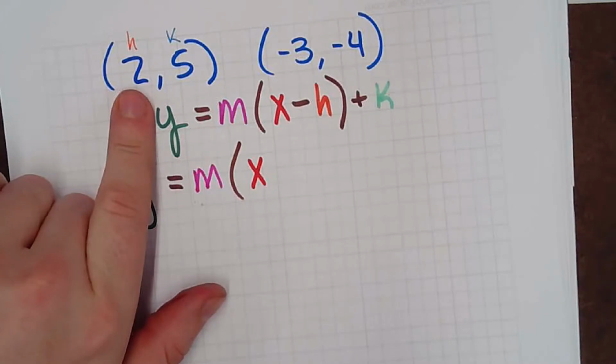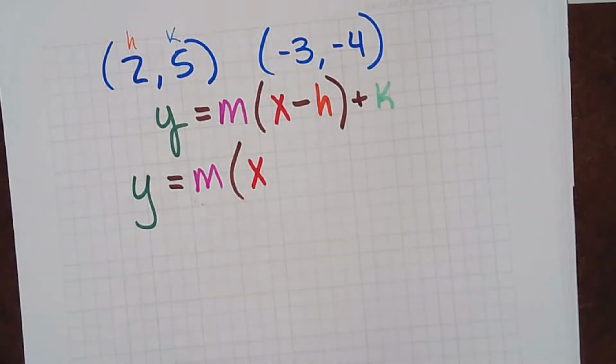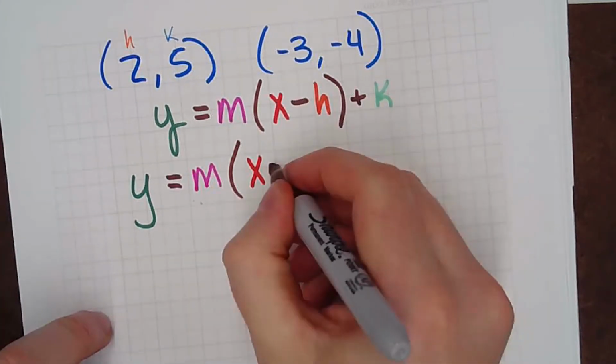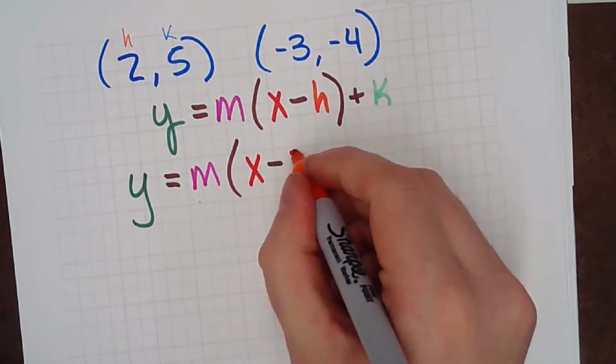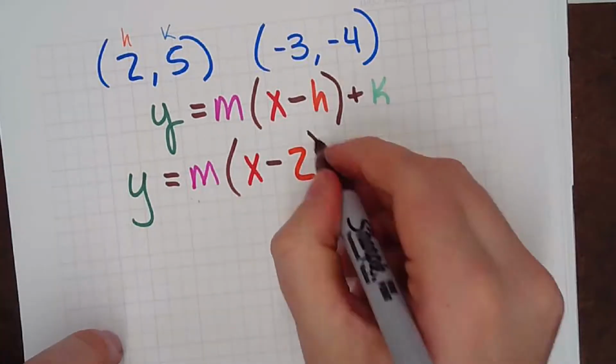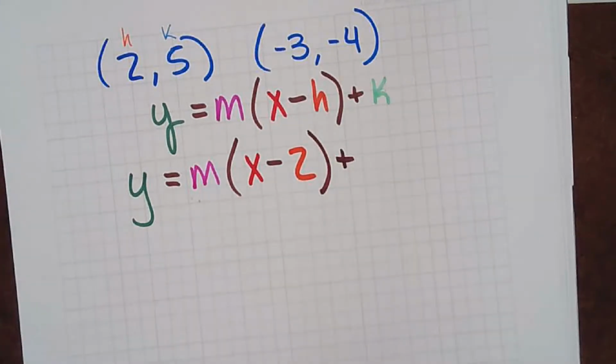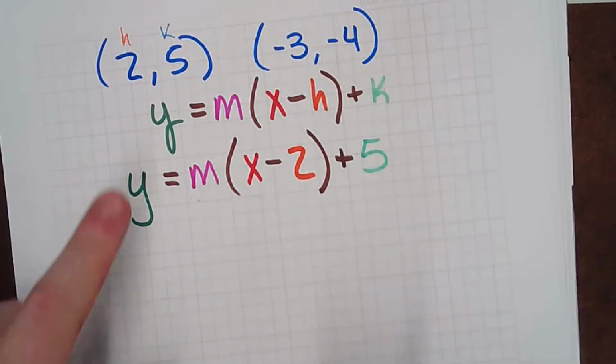So h and k. So when I go to plug in h, I do minus whatever h is. So I'm going to minus 2. I close that quantity off. That's really important to close those parentheses. And then on the outside, I have my k value, which is 5. So I chose these 2 points.